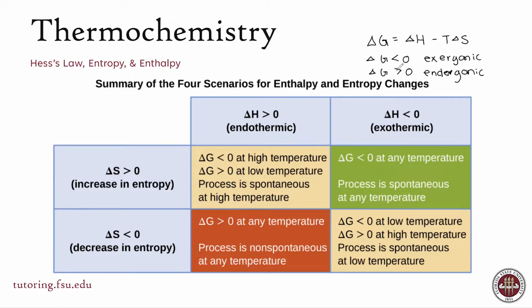If delta G is positive, it's endergonic, it needs energy to be entered into the system. And so it's not going to happen spontaneously on its own. And so following the chart, you can decide whether a process that we're talking about will be spontaneous or non-spontaneous.